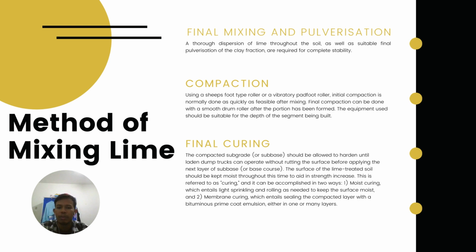Lastly is final curing. The compacted subgrade or subbase should be allowed to harden until laden dump trucks can operate without rutting the surface before applying the next layer of subbase or base course. The surface of the lime-treated soil should be kept moist throughout this time to aid in strength increase. This is referred to as curing, and it can be accomplished in two ways. First, moist curing, which entails light sprinkling and rolling as needed to keep the surface moist. And second, membrane curing, which entails sealing the compacted layer with a bituminous prime coat emulsion, either in one or many layers.